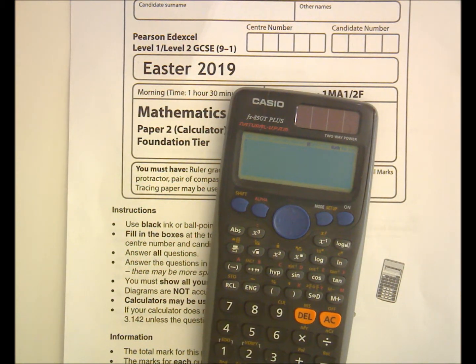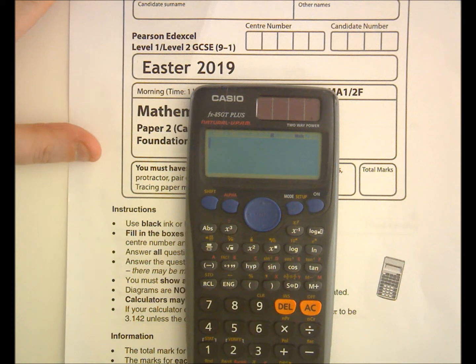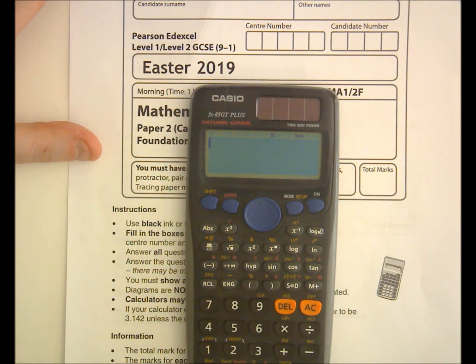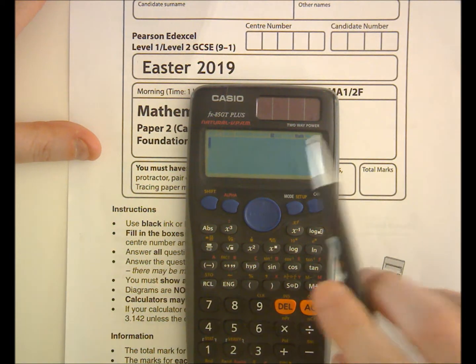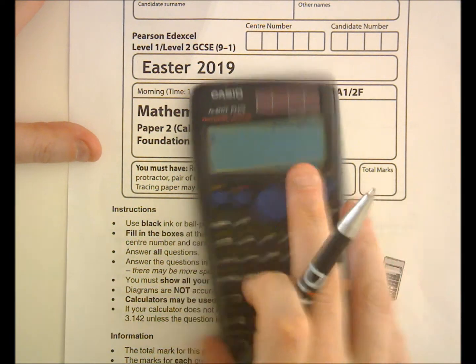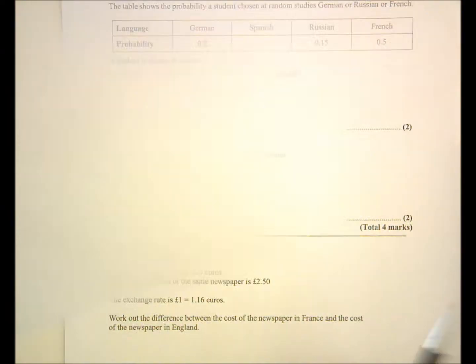And here is my Casio calculator, and a quick shift 93 equals AC resets my calculator and makes sure that there's a D just indicated here. So let's get started with question 1.